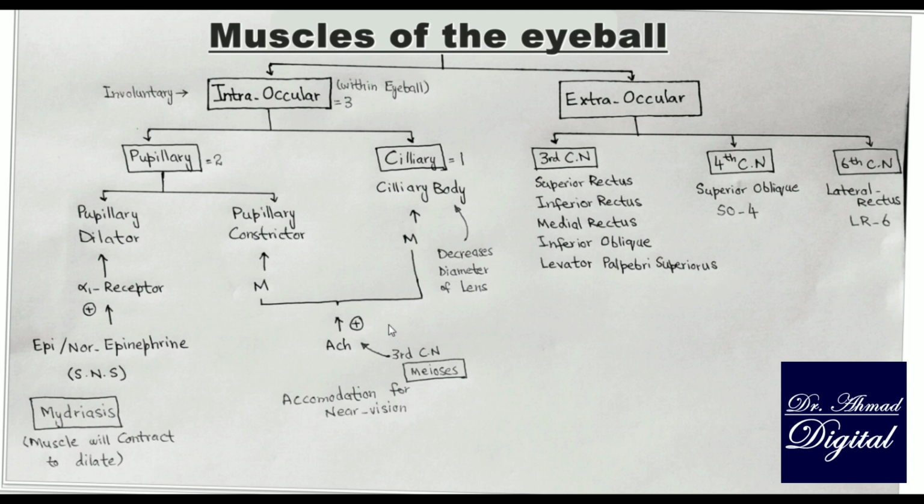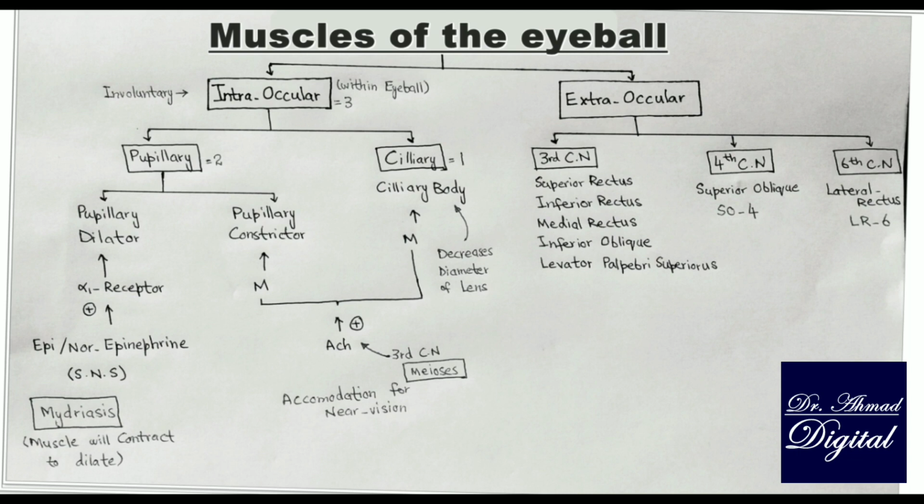And the third cranial nerve is also carrying the parasympathetic fibers for the pupillary constrictor and ciliary body, and their function will be lost. No accommodation for near vision, which will cause the cycloplegia, and the miosis will not be occurring there because the pupil will not constrict. So the result will be mydriasis.